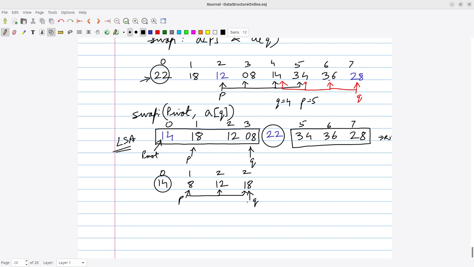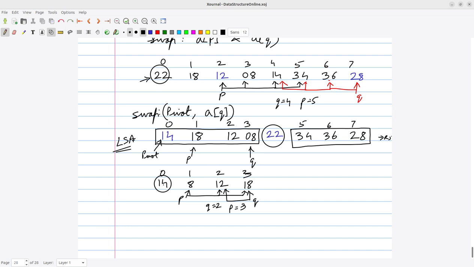Now let us focus on Q. Where Q is pointing, the value is 18. 18 greater than 14, yes, so swap it. So now Q comes at index 2 and P comes at index 3. So this should be 3 over here. Okay, so there is a swap. Now there is a crossover between pointer P and pointer Q. Q is pointing at index 2.